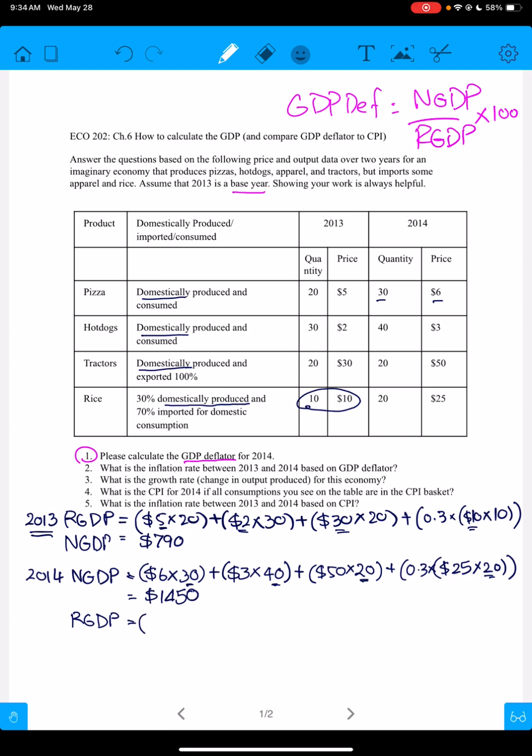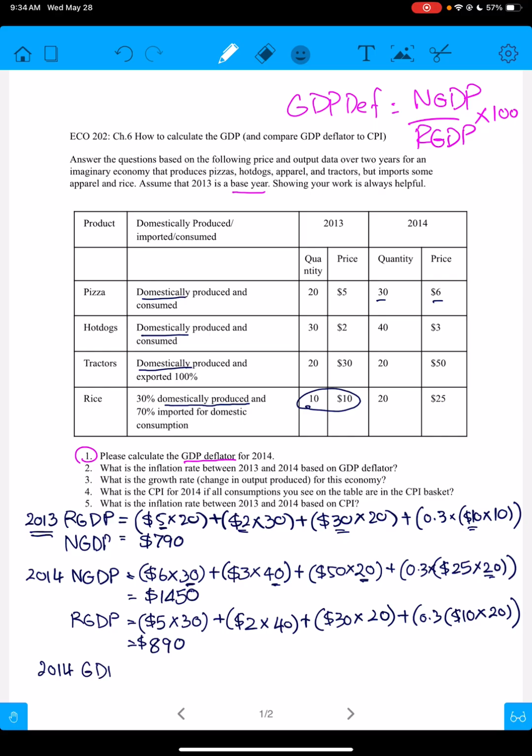All right. So we're going to line them all up. Price of $5 for the pizza, but the quantity is 30. Price of $2 for the hot dogs, but the quantity is 40. Price of $30 for the tractors, but the new quantity is 20. And the rice price has remained the same at $10, but the quantity is now 20. Okay, and when you multiply all this together, the real GDP for 2014 is $890. Now we can find the GDP deflator.